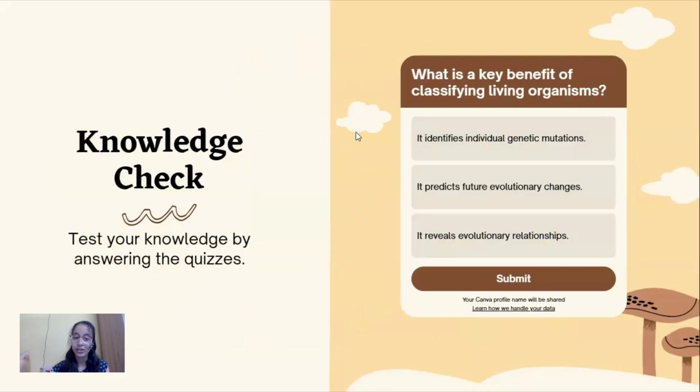Now, let's check your knowledge. Read the question carefully and answer in the comment box below. What is a key benefit of classifying living organisms? Option 1. It identifies individual genetic mutations. Option 2. It predicts future evolutionary changes. Option 3. It reveals evolutionary relationships. Read the question very carefully and answer accordingly.